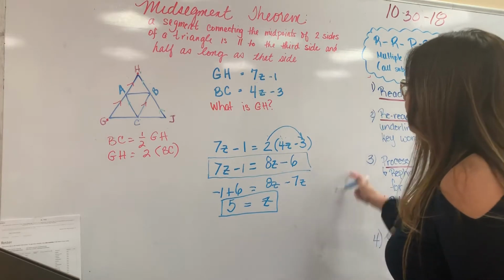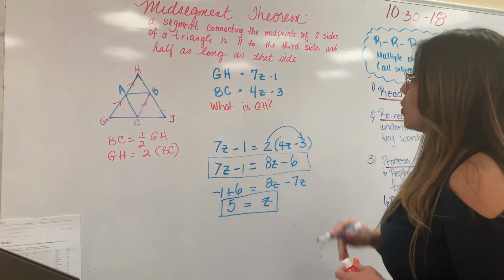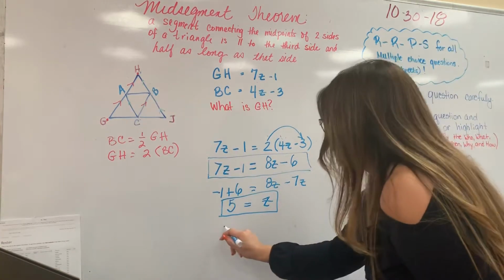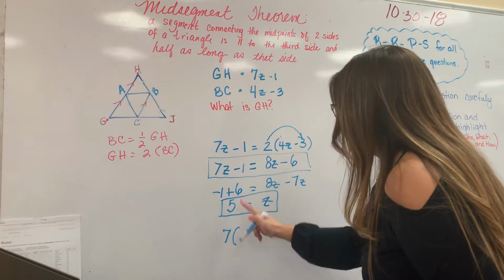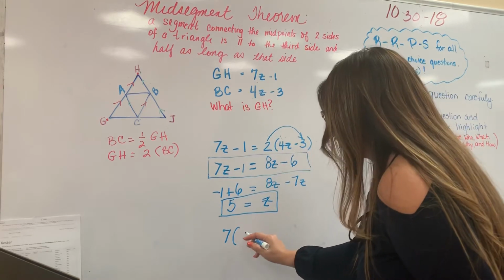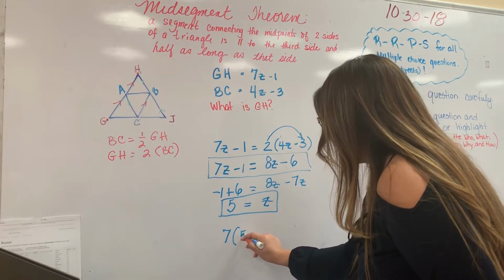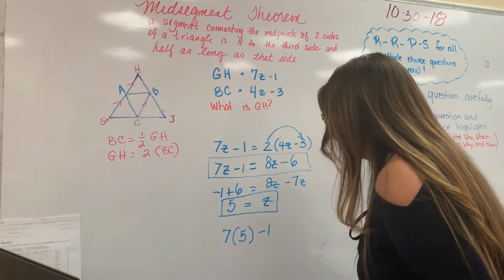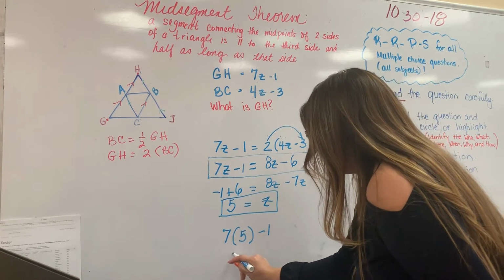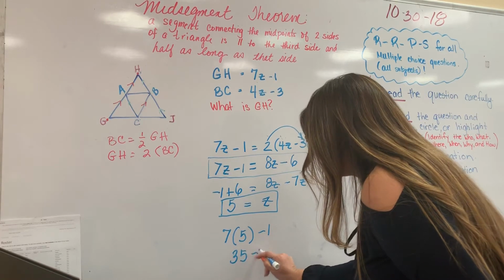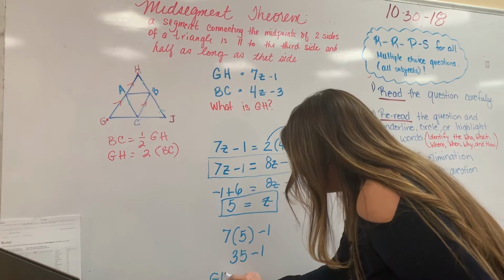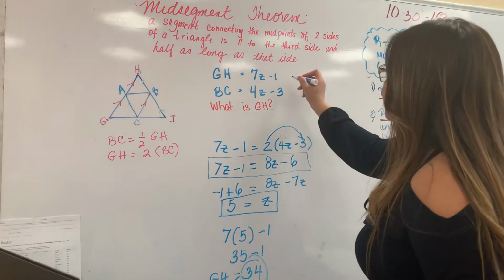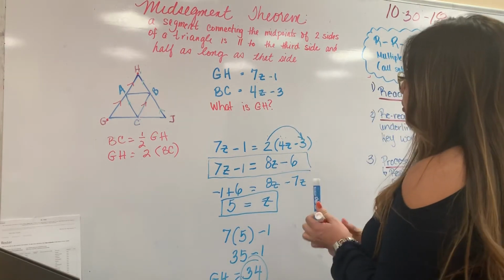I'm going to go back up here to plug in because they wanted us to solve for GH. So 7z, plugging in, substituting, is 7 times 5 minus 1. 7 times 5 is 35, minus 1. GH is equal to 34. And that's our answer. GH here is 34.